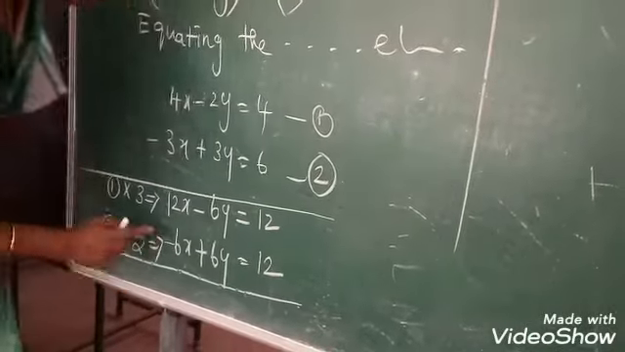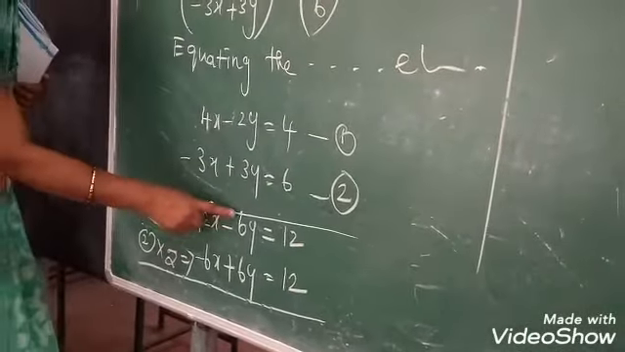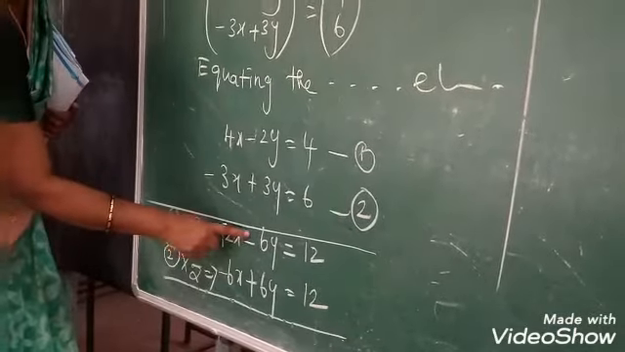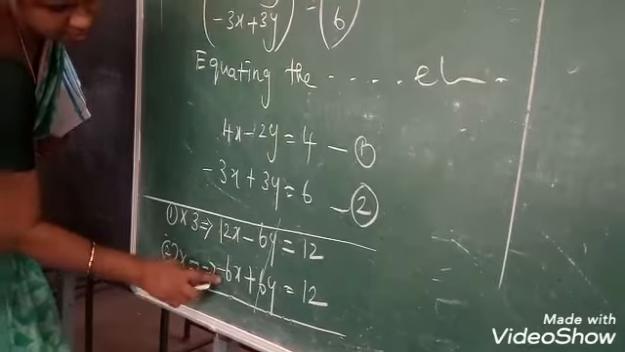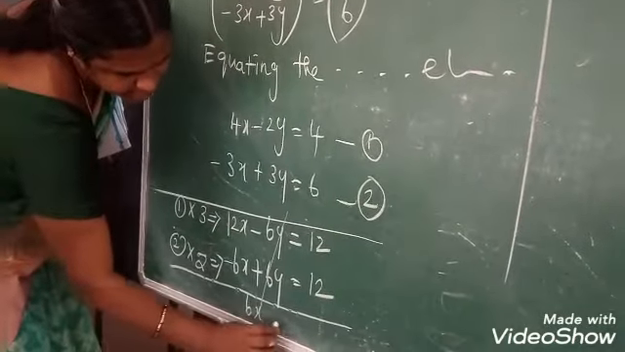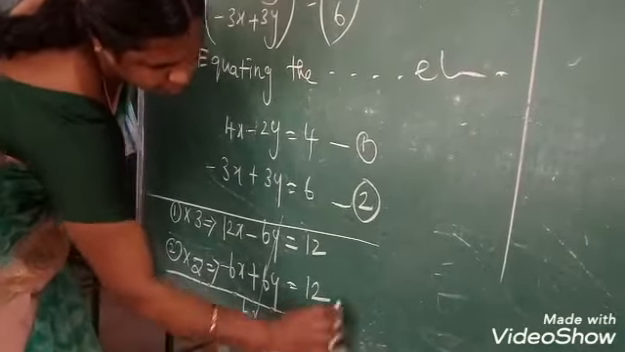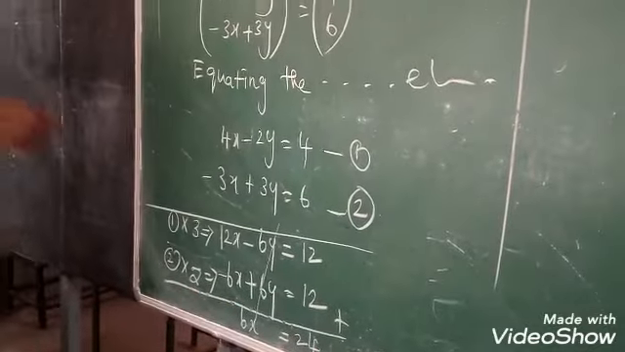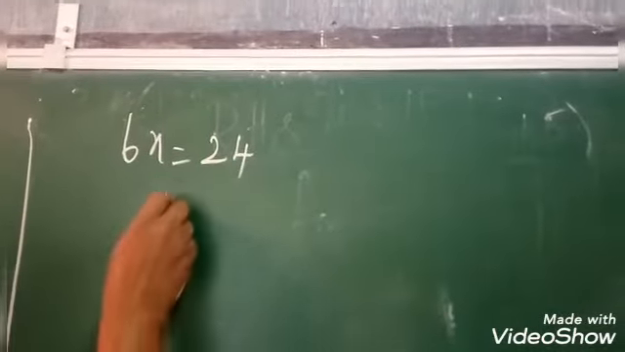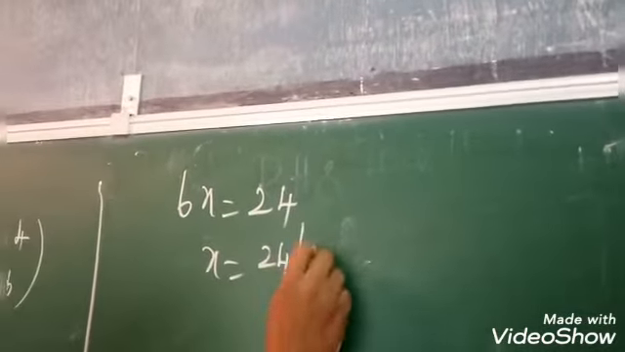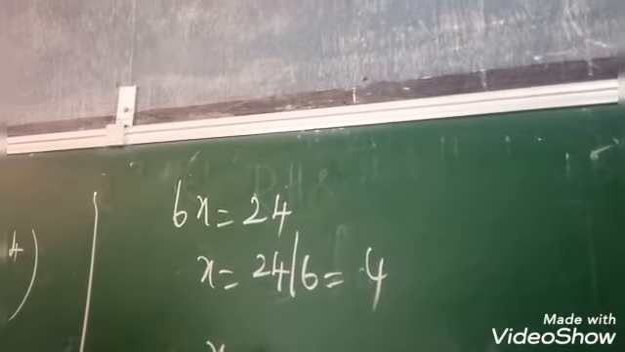See girls, now the y we want to eliminate, so the minus 6y plus 6y, you have to cancel. Here 12x minus 6x, you will get 6x is equal to 24. If you add, you will get 6x is equal to 24. Now what is the x value? 6x is equal to 24, x is equal to 24 divided by 6, so x is equal to 4.